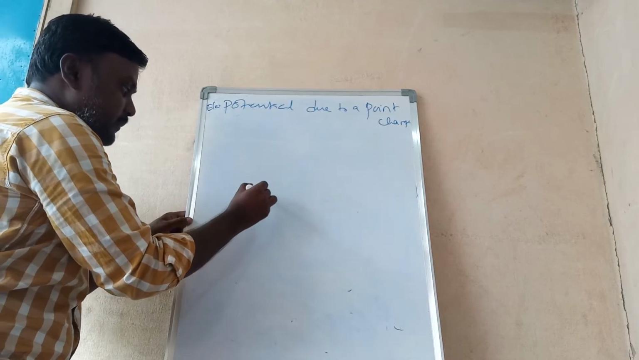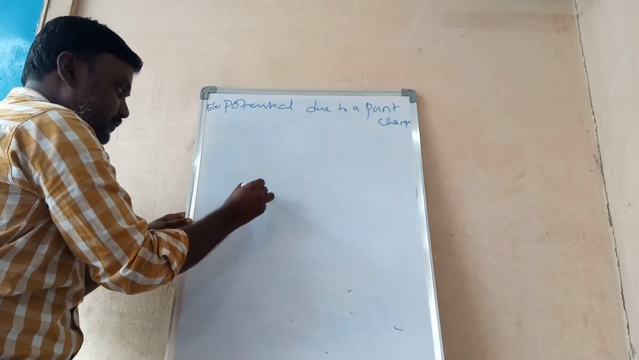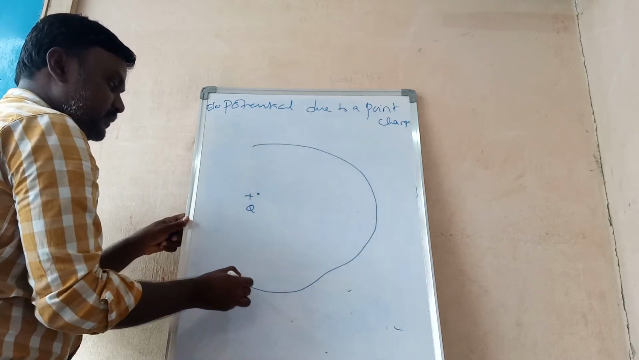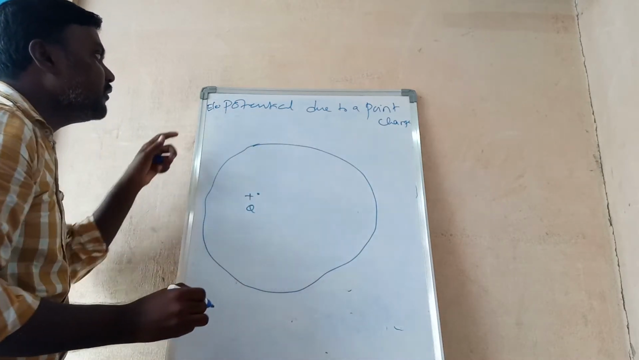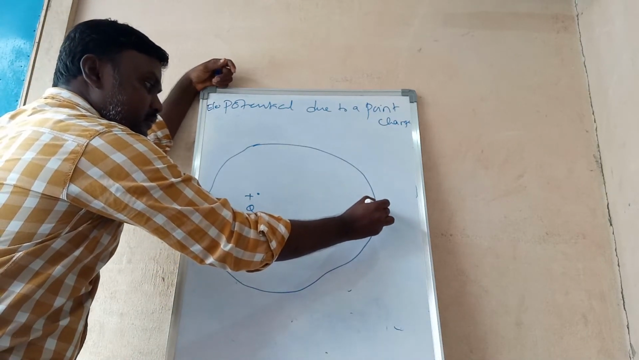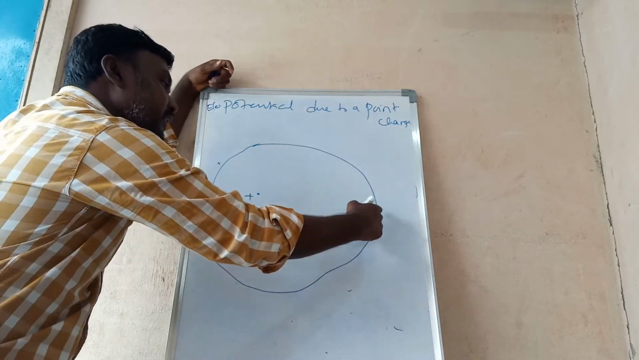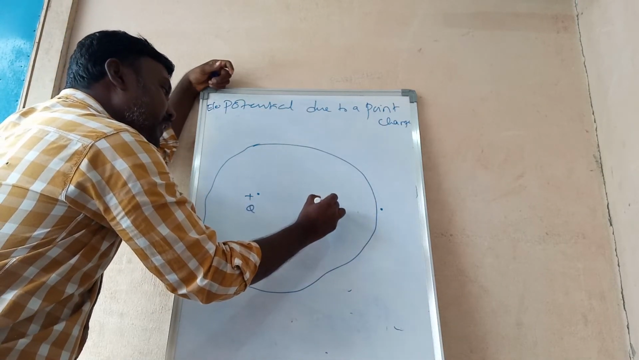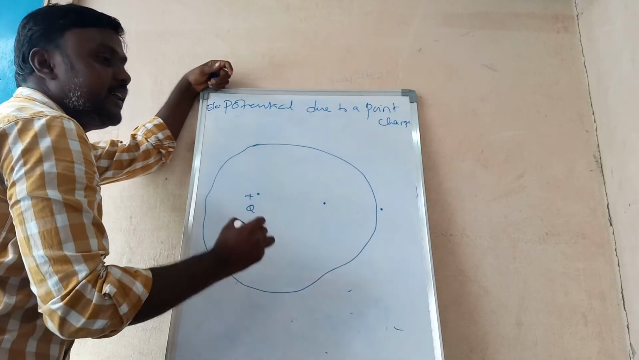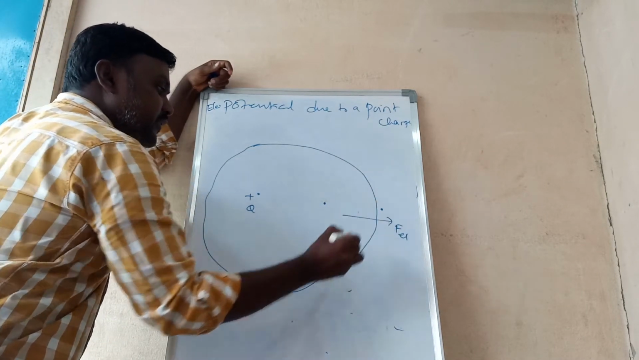For this one, I'm taking a point charge, plus q, and this is its electric field. We know the definition of electric potential: the work done per unit test charge to bring it from infinity to a point inside the electric field, against the electric field.